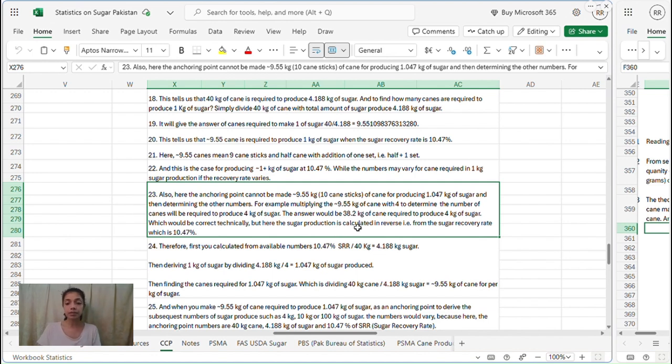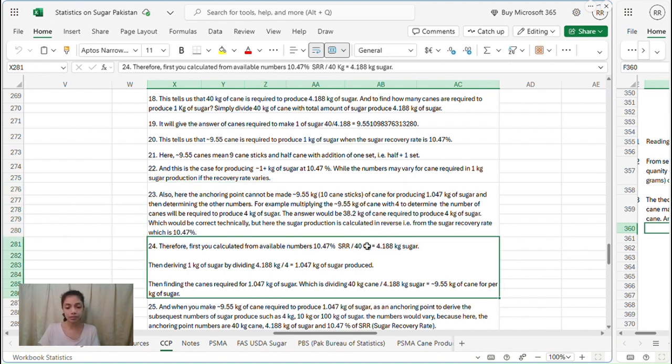For example, when we multiply 9.55 kg of cane with 4 kg of sugar, that is 4 number, to determine the number of canes we will be required to produce 4 kg of sugar, the answer would be 38.2, that we have discussed yesterday, of cane required to produce 4 kg of sugar, which would be correct technically, but here sugar production is calculated in reverse, that is from the sugar recovery rate, which is 10.47%. And how that would be incorrect, that we are going to discuss in point number 29.